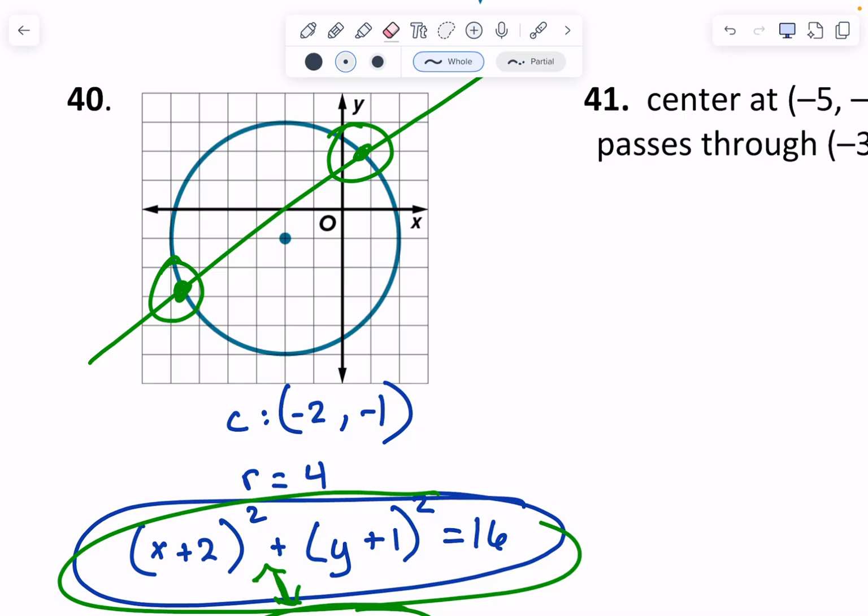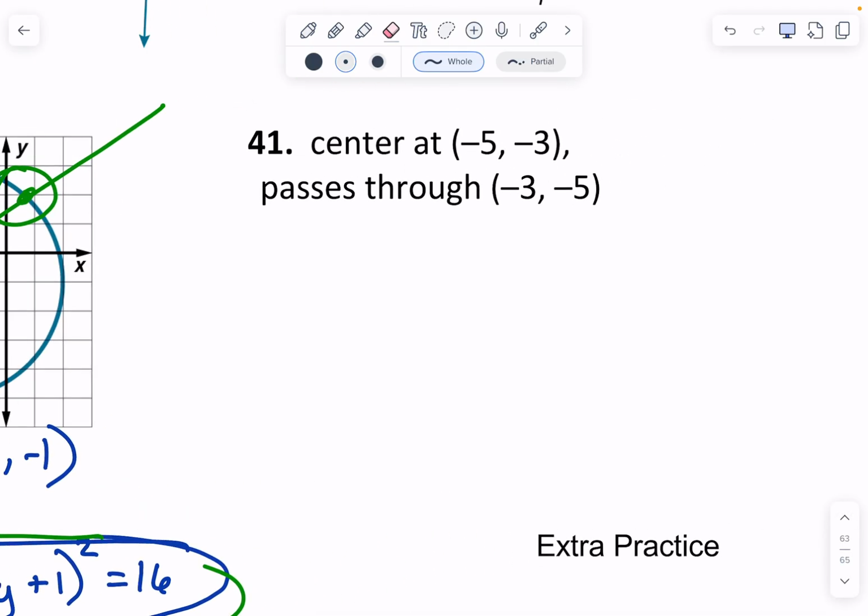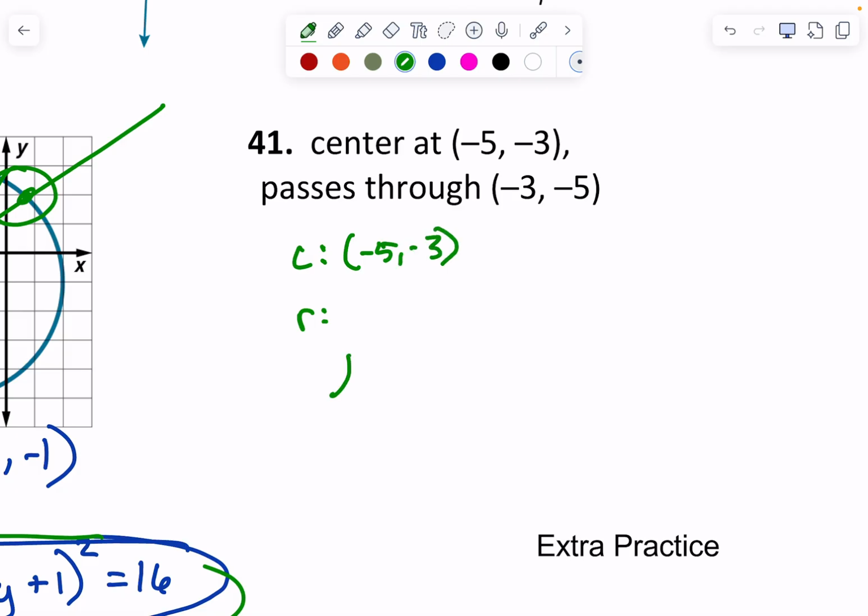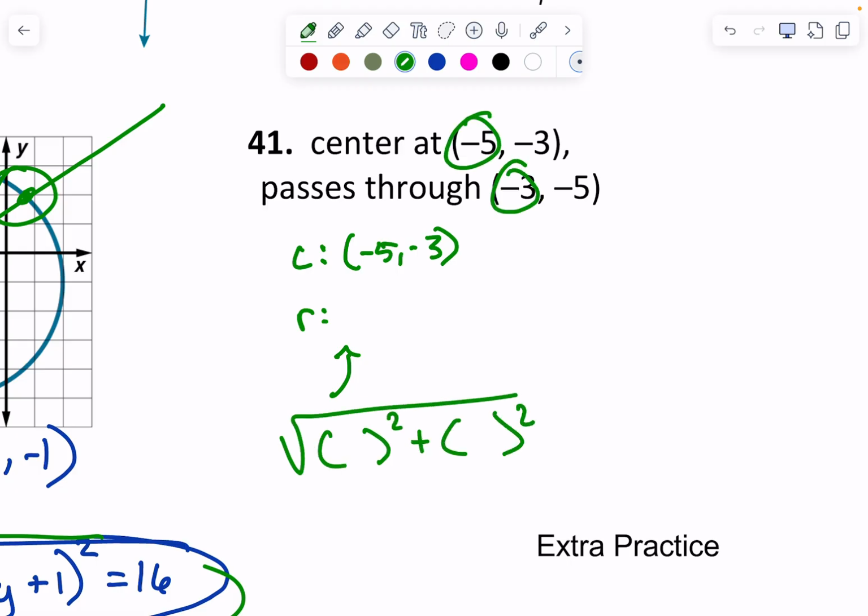All right, 41. The two things that I need are the center and the radius. I know the center is at negative 5, negative 3, but I don't know the radius. How do I find the radius? The distance formula. How far apart is negative 5 and negative 3? 2. 2 squared is 4. 4 plus 4 is 8, and the square root of 8.